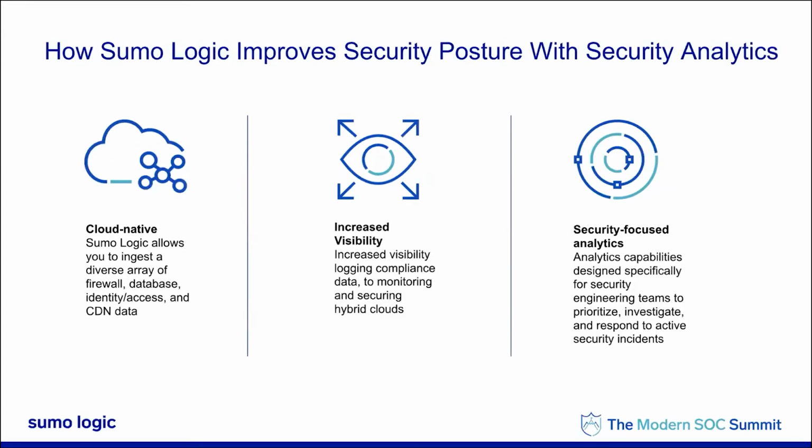So how Sumo Logic actually improves security posture through our cloud security monitoring and analytics offering, and how we connect to those specific challenges, is that firstly, Sumo itself is very much a cloud native platform. So we're built on AWS from the start. We are very much able to scale up with our customer needs accordingly. And then secondly, we're able to bring in a very diverse array of types of data, whether that's firewall, database, identity access, CDN data, et cetera. And that's inclusive of AWS, GCP, Azure. So there's really a wide array of types of data sources that you're able to then bring in, which connects to the increased visibility component here.